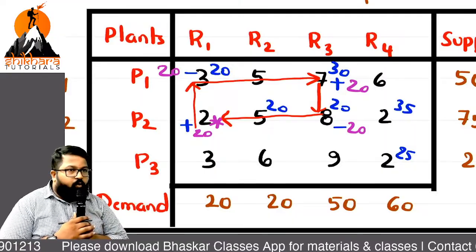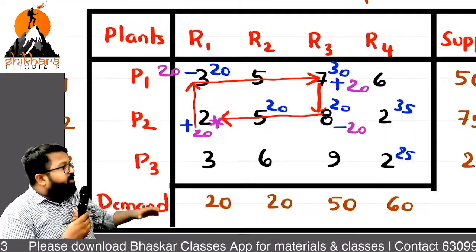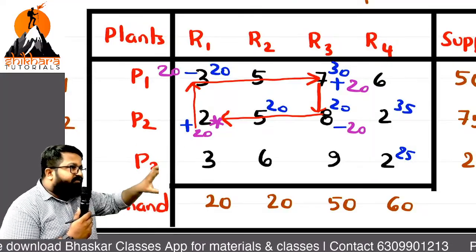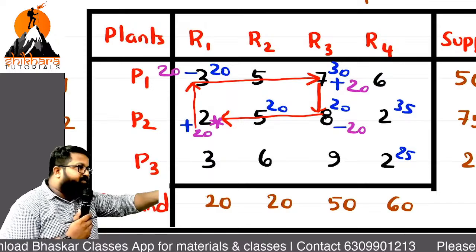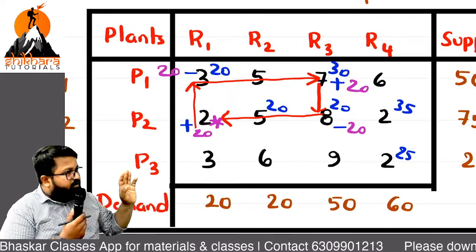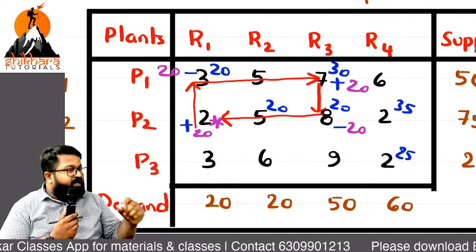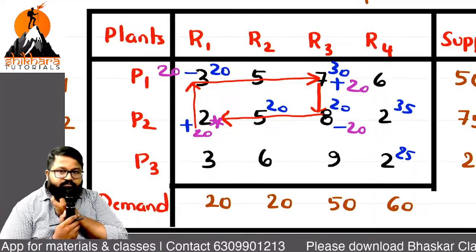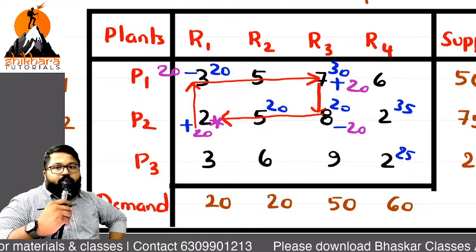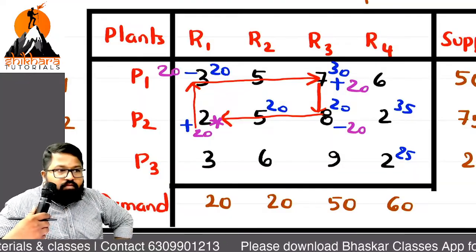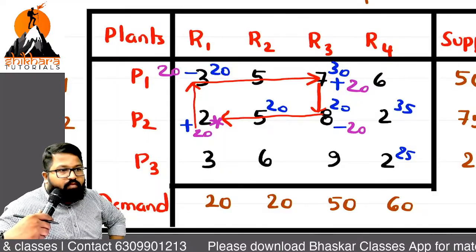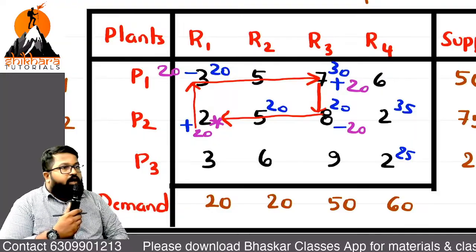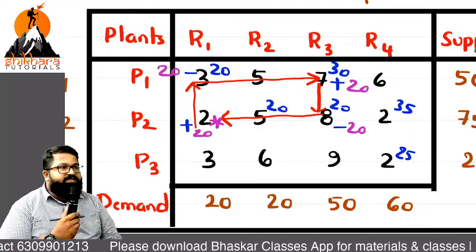Is it clear? What are we doing? Where the symbol is plus, we are adding 20. Where the symbol is minus, from that area, if there is some allocation, we are deducting it from that. Is it clear? If it is clear, do the same on the table.